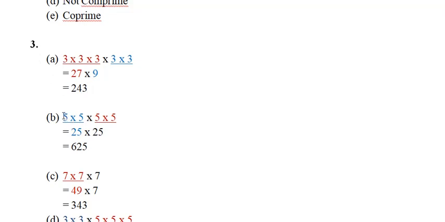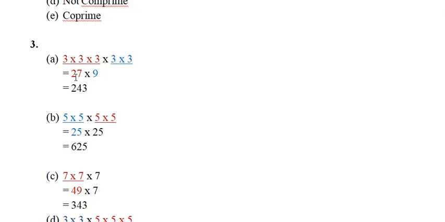Similarly in question number 3B, 5 is repeating itself 4 times, so 5 to the power 4. The first pair, 5 fives are 25, and the second pair, 5 fives are 25. We can do it like this, and 25 into 25 will be 625. It is not compulsory that you solve it this way. You can solve it whichever way you feel like.